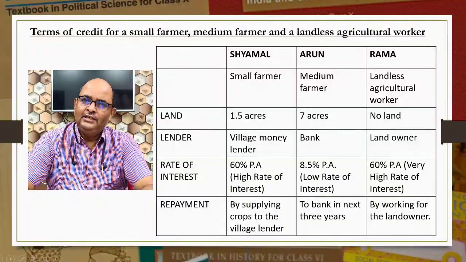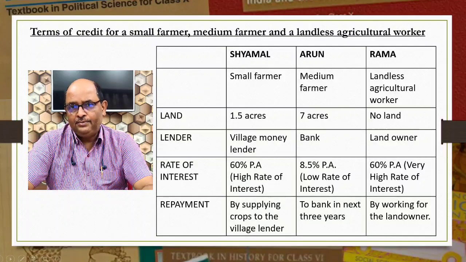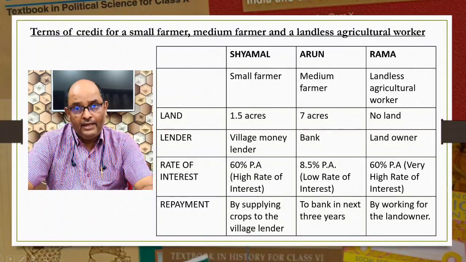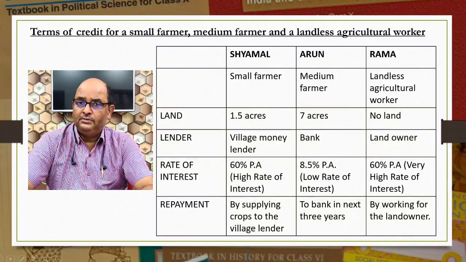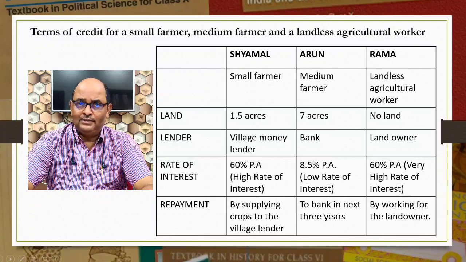Rohit and Ranjan next meet Arun. He has 7 acres of land. So we can say he represents a medium farmer. He takes the loan from a bank. He gets the loan at the rate of 8.5% per annum, which can be repaid anytime in the next 3 years. Arun is a smart guy.